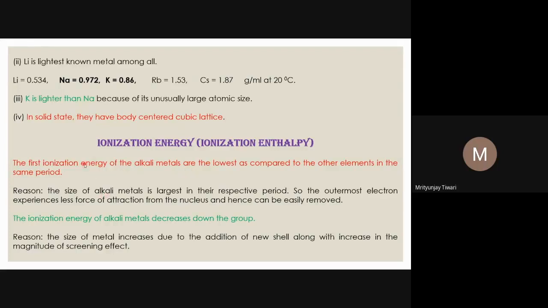And under the same rule, the alkali metals have the lowest first ionization enthalpy in the given period. And why the first ionization enthalpy? Because after the first ionization enthalpy, the removal of one electron, many things change.